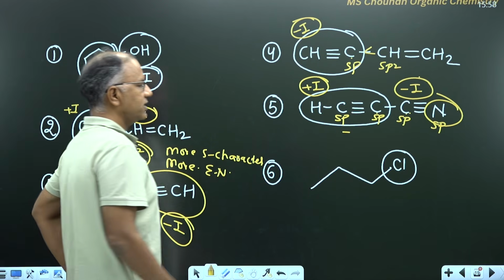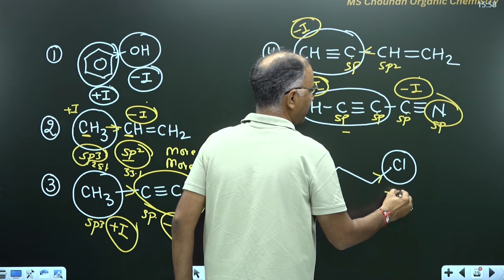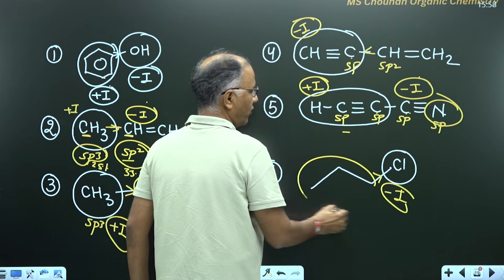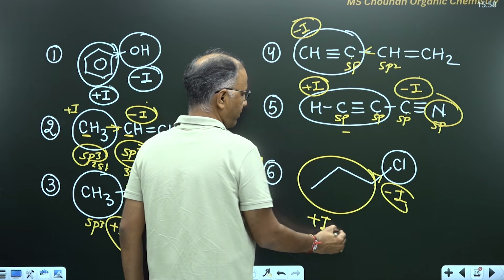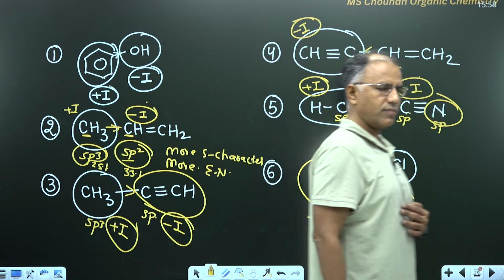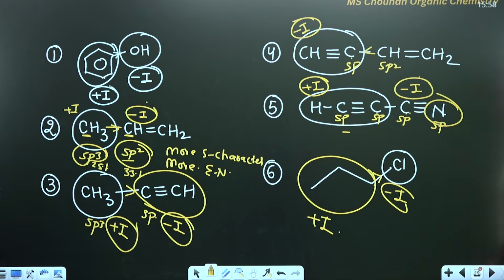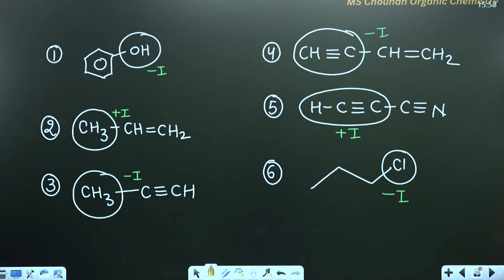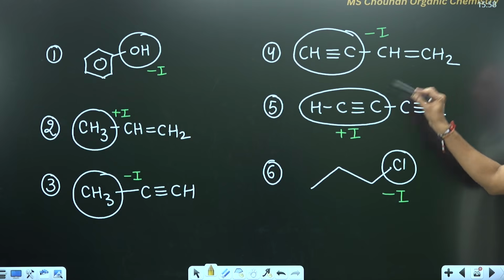Now in example 6th, chlorine is more electronegative. This means it is minus I. And what about this propyl group? It is plus I. Got it? I already explained all the answers to you. The answers are marked in the PDF.